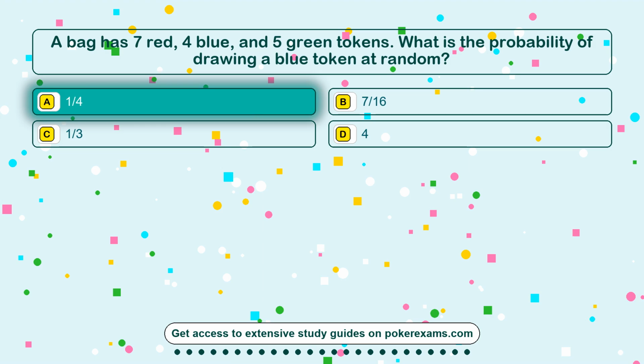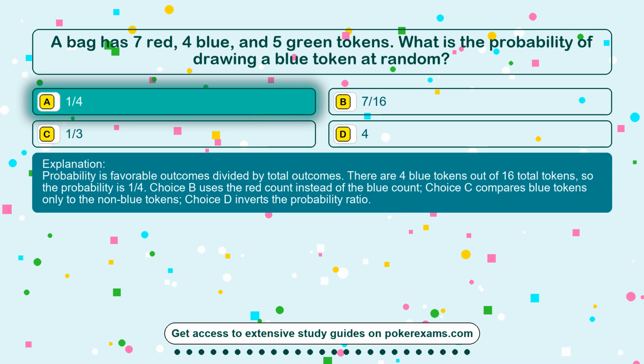The correct answer is option A, 1/4. Probability is favorable outcomes divided by total outcomes. There are 4 blue tokens out of 16 total tokens, so the probability is 1/4. Choice B uses the red count instead of the blue count. Choice C compares blue tokens only to the non-blue tokens. Choice D inverts the probability ratio.